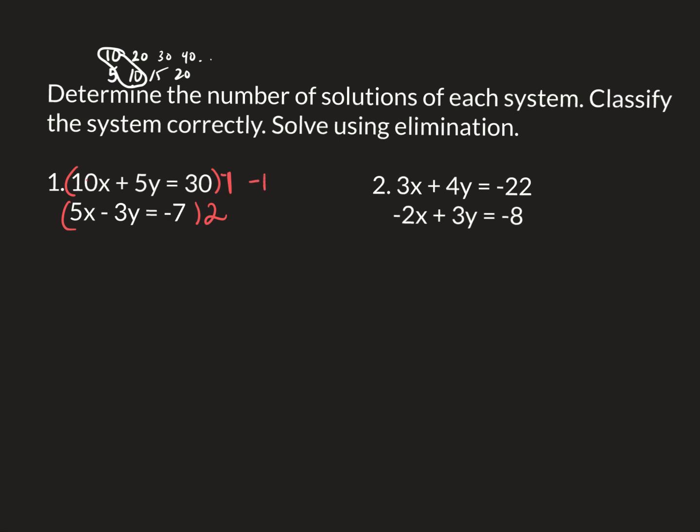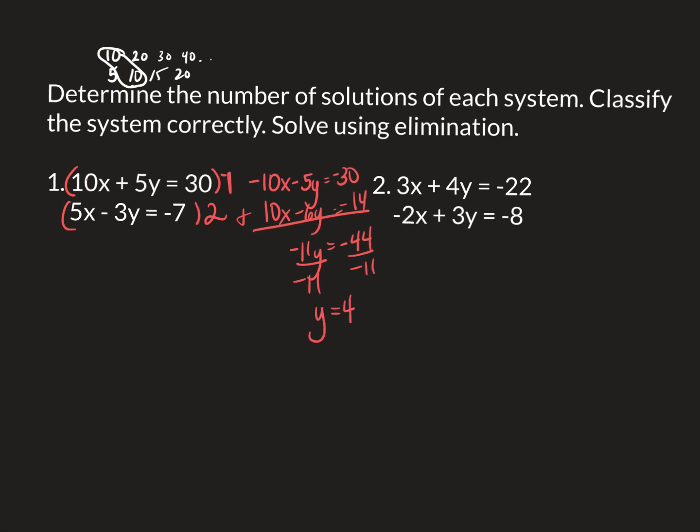I'll have negative 10x minus 5y equals negative 30. And then I'll have 10x minus 6y equals negative 14. Add them together. Negative 11y will equal negative 44. Divide both sides by negative 11. Y will equal positive 4.